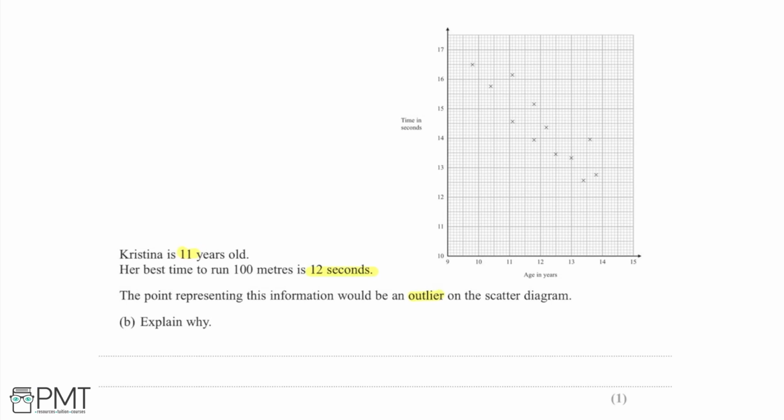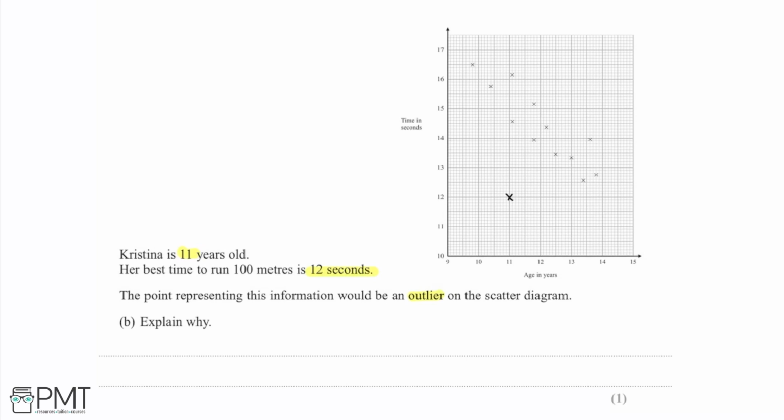Now, the definition of an outlier is that we're looking for something that doesn't fit the trend that we have here, doesn't fit this negative correlation that we've already seen, and doesn't fit in with the other points and the correlation of the graph. So if I have a look at where this point is going to be, if she's 11 years old, we're going to be at this point on the x-axis, and she runs it in 12 seconds. So the point is going to be drawn in here.